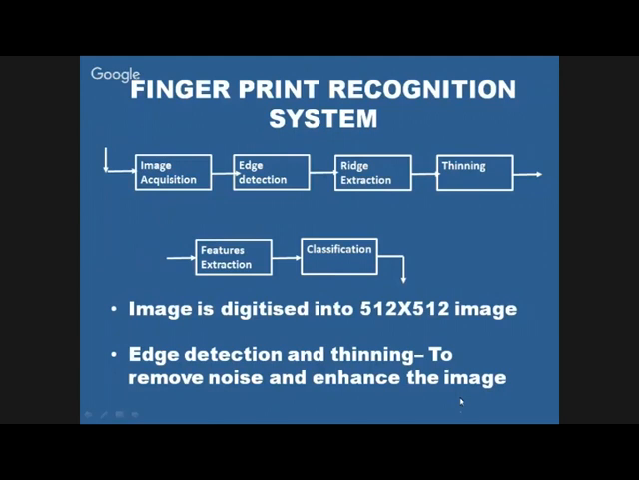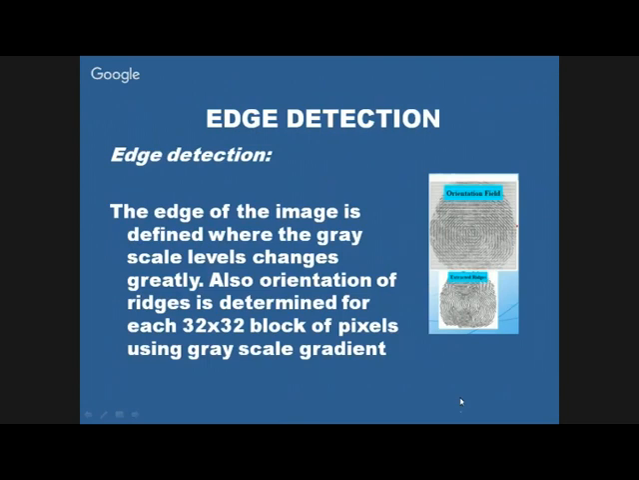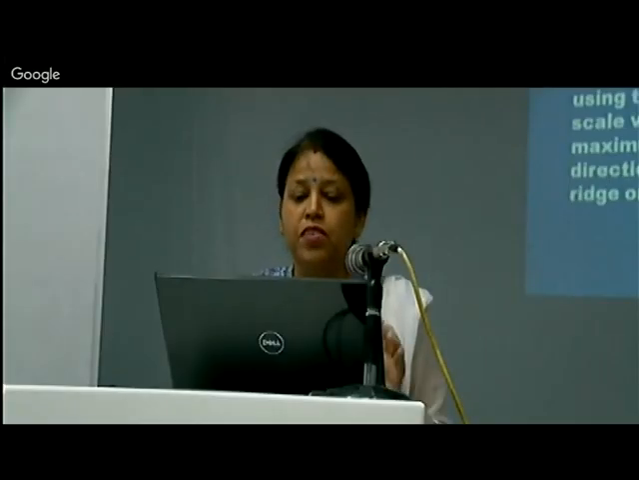The image is digitized generally. We digitize this image into 512 by 512 because you acquire the image. After that, we block it into 512 by 512. After that, we do the edge detection and the thinning. Edge detection, as I have told you, is nothing but removing the noise. And how to do the edge detection? This is basically the grayscale image changes, that means wherever the grayscale level is changing, we take it as a gray image only. Depending on the pixel intensity, we can check that this is the final edge, right? And the orientation of the edges and ridges we also take care of, because ridges can be oriented to the left side or right-hand side or straight. Depending on this, we can change the orientation. So this is your edge detection.